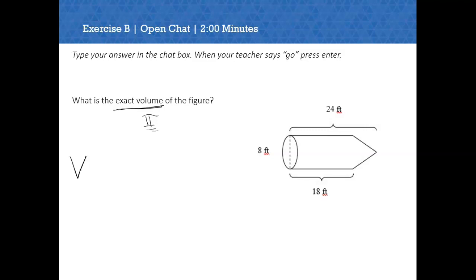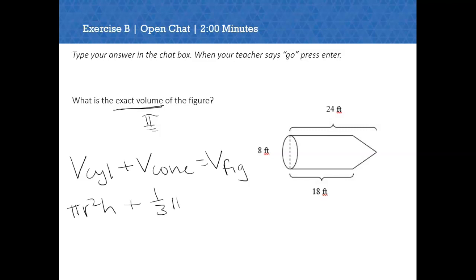So we have the volume of the cylinder plus the volume of the cone is going to be the volume of the figure. So volume of a cylinder, pi r squared h. Volume of a cone, 1/3 pi r squared h. So volume of the cylinder, which is this part down here. Let's highlight that a little bit.